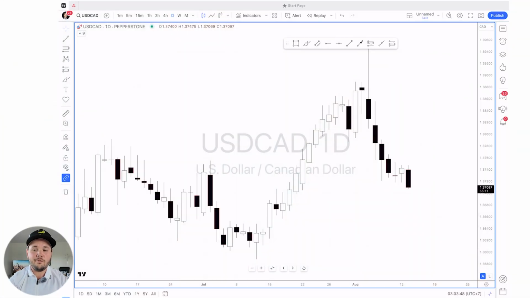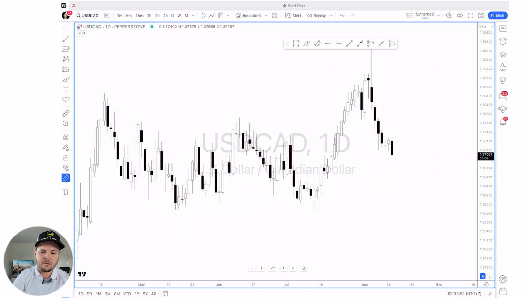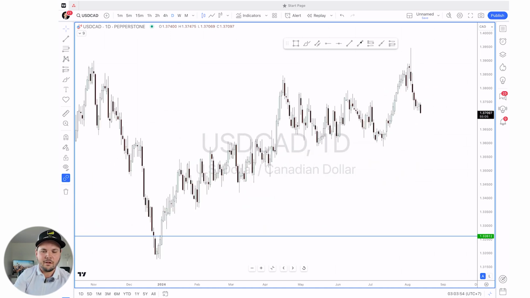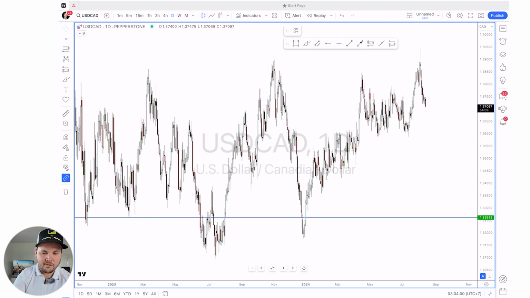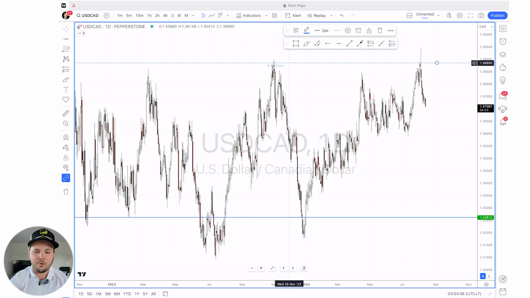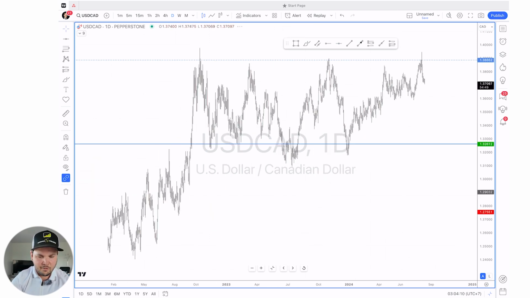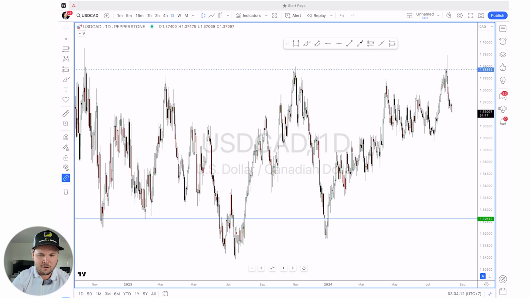One of the pairs that has been ranging for quite a while now is USD/CAD. So you can see here, it doesn't look that way so much, but if you zoom out a little bit, the price has been ranging between levels for quite a while. At the top, we have this level over here, which is 1.38, 1.39, roughly around this level. It's been going up and down between these levels for quite a while.